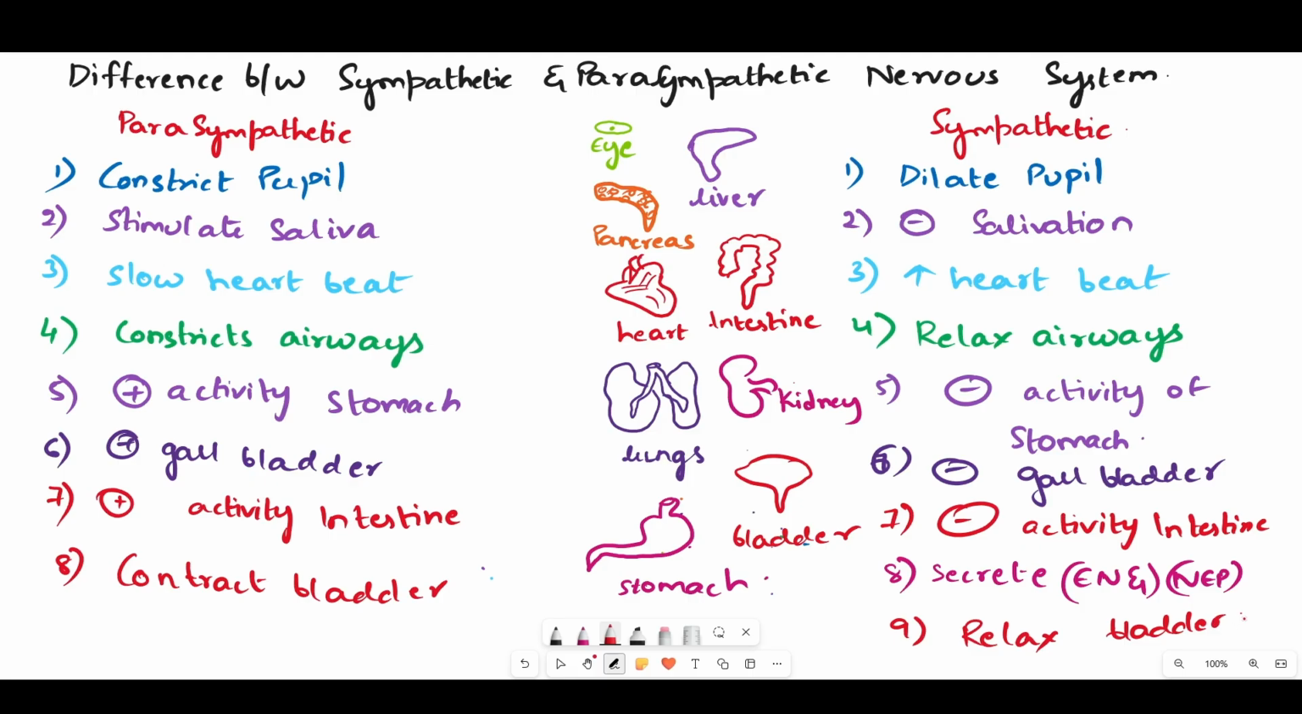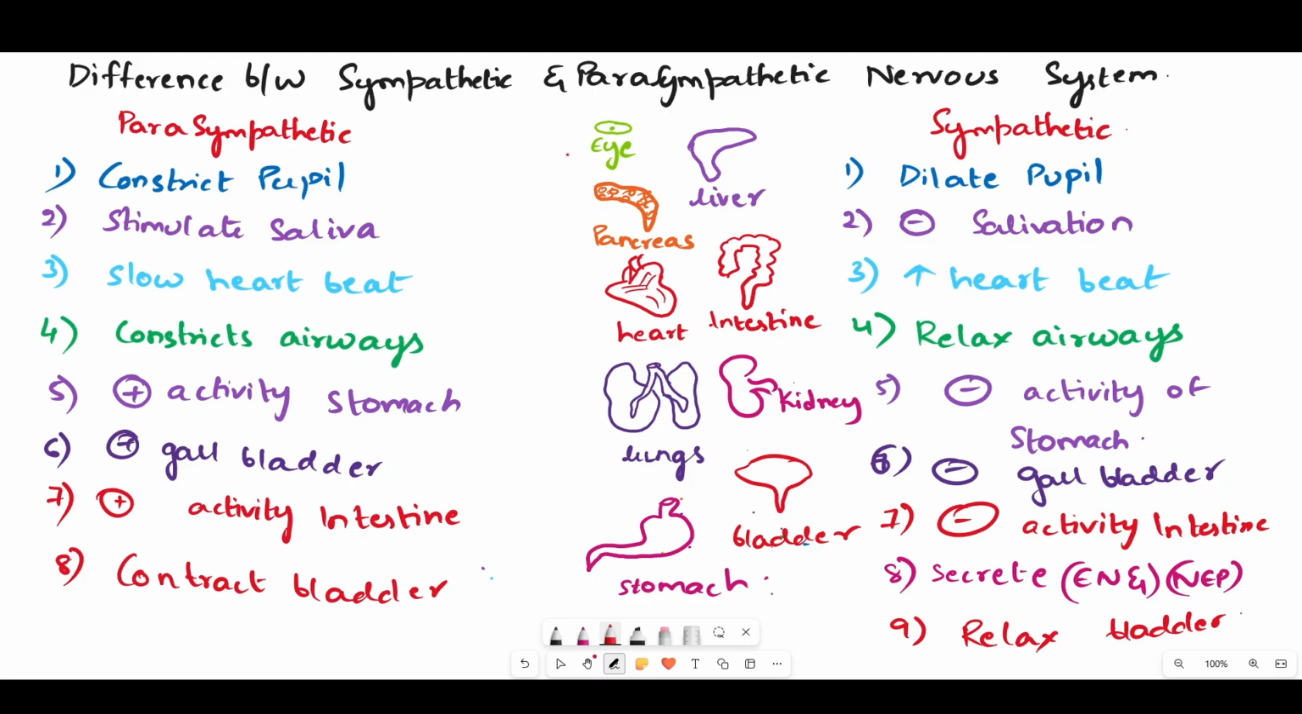So that is all about the different organs in the body and the effects of the sympathetic and parasympathetic systems on these organs. These are the complete sympathetic and parasympathetic differences, their effects on different organs in the body. And for the functions also you can write the same thing, and for differences also you can write the same thing. So just remember it organ by organ, then you can easily get the functions.